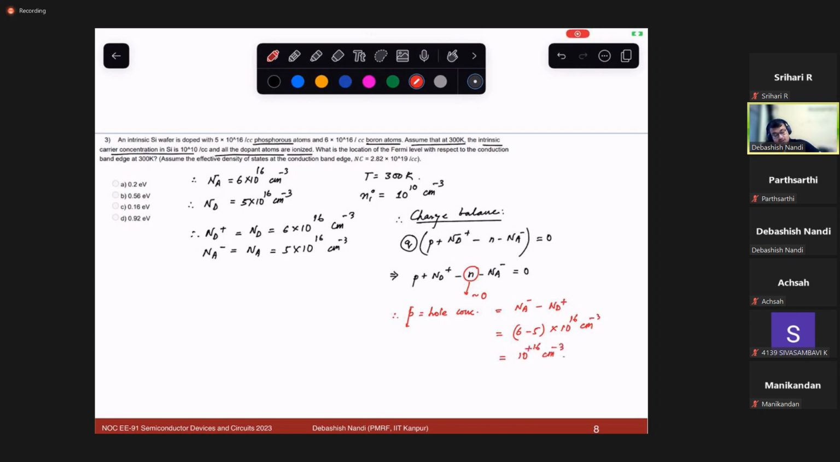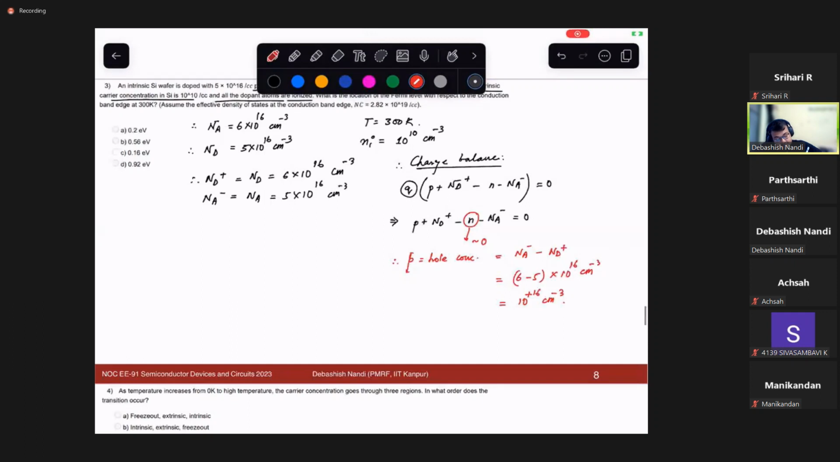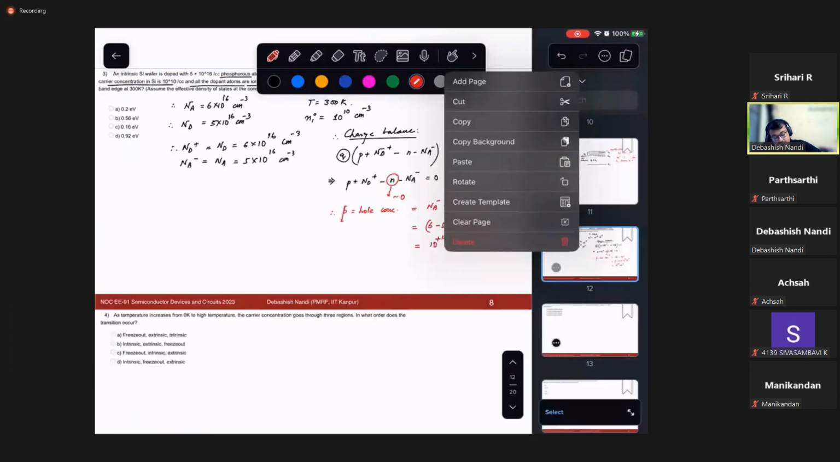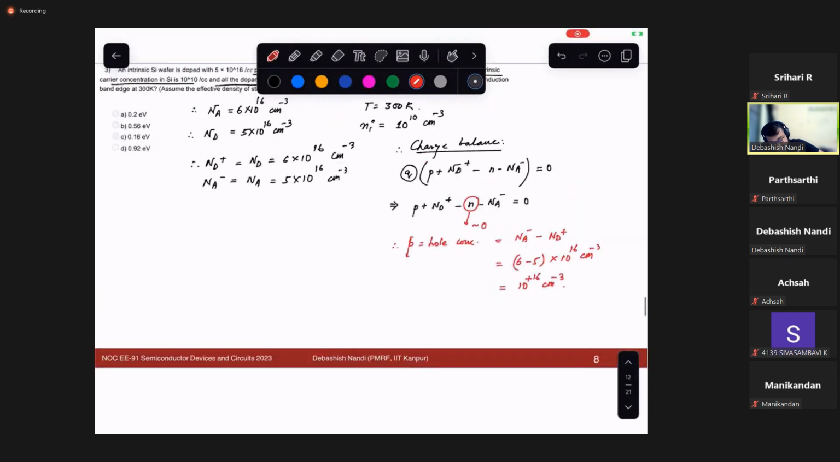Okay, so if that is the case, at thermal equilibrium we know the mass action law is also valid. What is the mass action law? It says that N times P should be the intrinsic concentration squared. So what is my N? Then Ni square by P. Ni is given as 10 raised to 10, so Ni square will be 10 raised to 20 over 10 raised to 16. So 10 raised to 4 per centimeter cube.